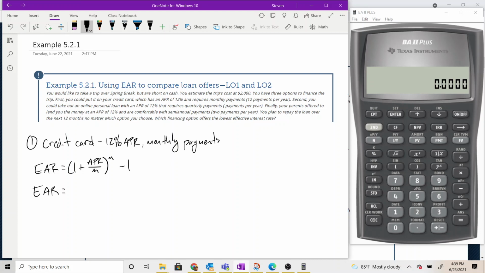So our effective annual rate on the credit card option is 1 plus an APR of 12% converted to a decimal, which we need to do because we're going to do math with it, plug it into the calculator. So converted to a decimal, 12% is 0.12, divided by M, the number of compounding periods per year. In this case, that's 12. We're making monthly payments. There are 12 months per year, so there are 12 compounding periods on that loan. And then raised again to the M, which is 12, minus 1. All right, 0.12 divided by 12 is going to be 0.01.